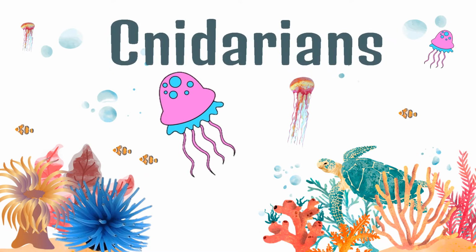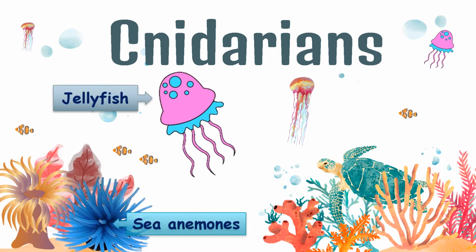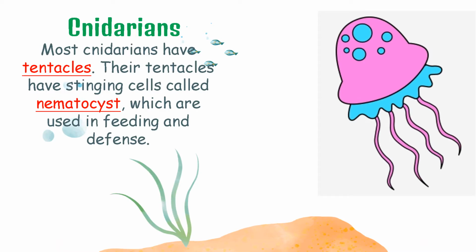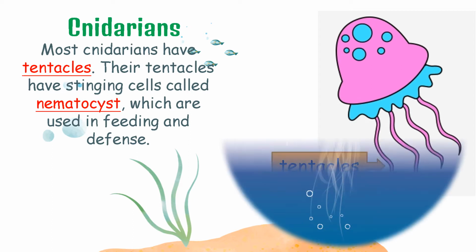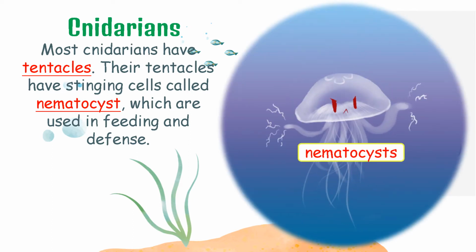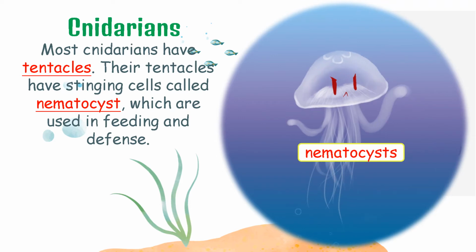Next group are cnidarians. Animals such as jellyfish, sea anemones, and corals belong to a group named cnidarian. Most cnidarians have tentacles. Their tentacles have stinging cells called nematocysts, which are used in feeding and defense.